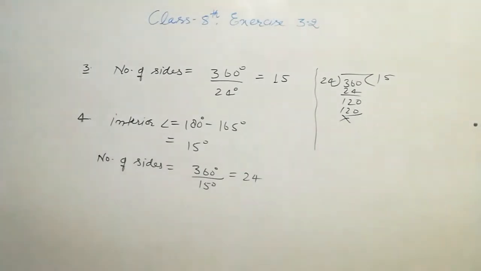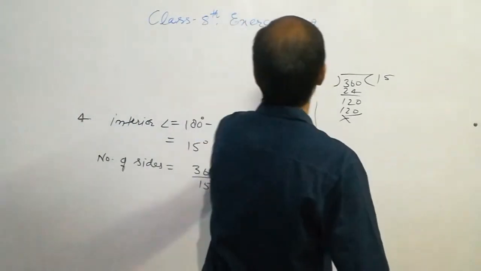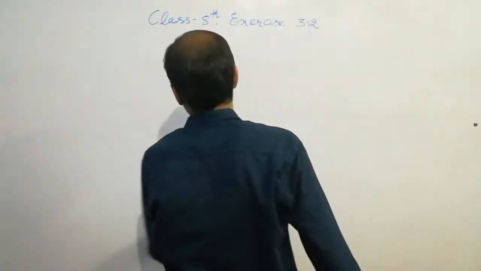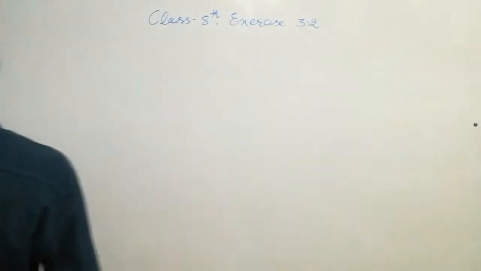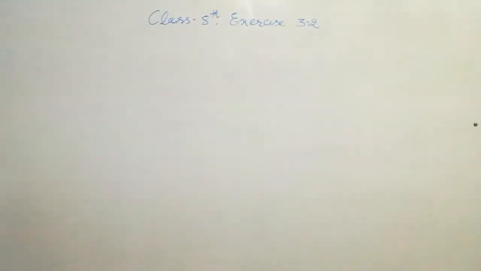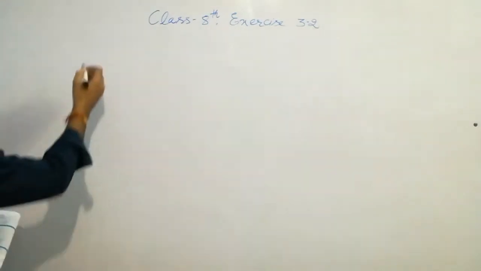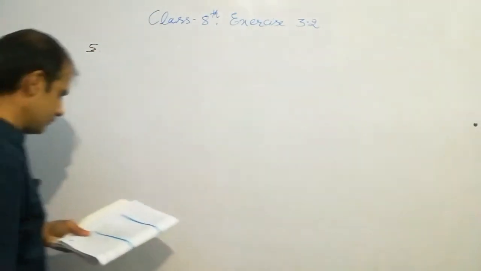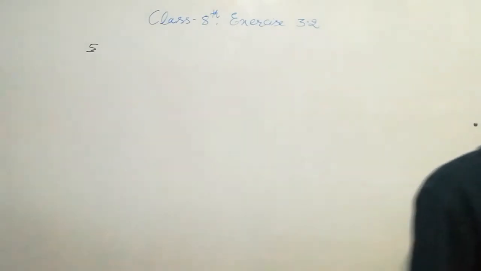Exercise 3.2. Fourth question answer is 24 and fifth question it is 15. Okay students, note it down. And in this video we will finish this exercise. So question number 5. Question number 5 and 6 both are very important.